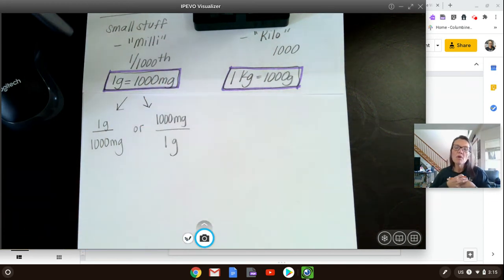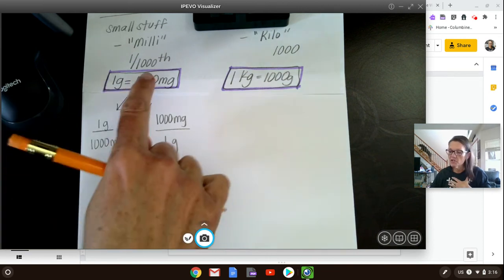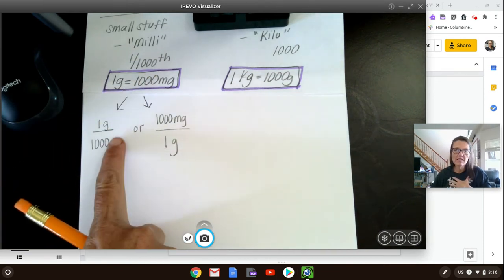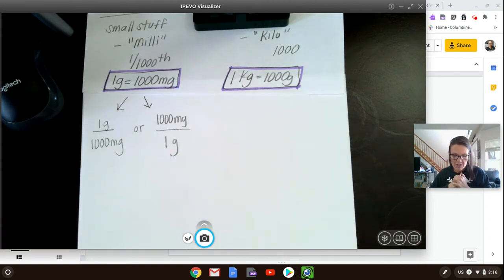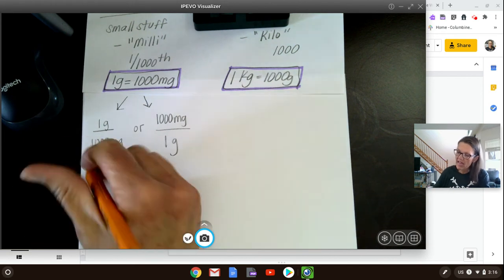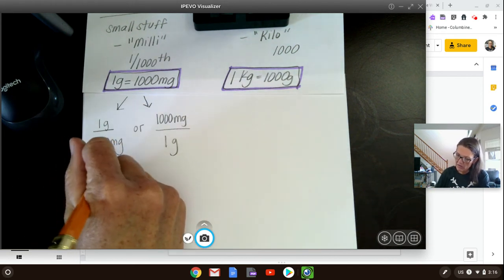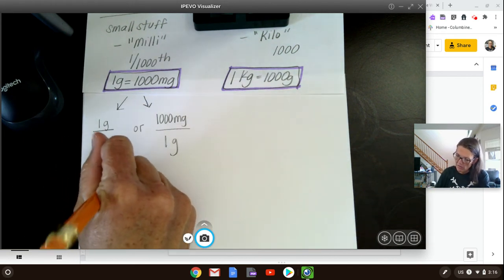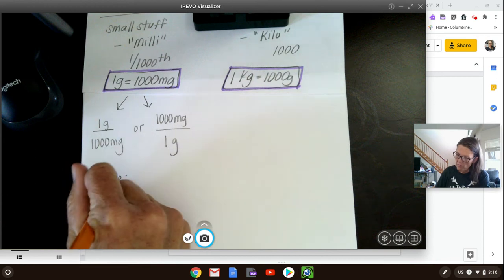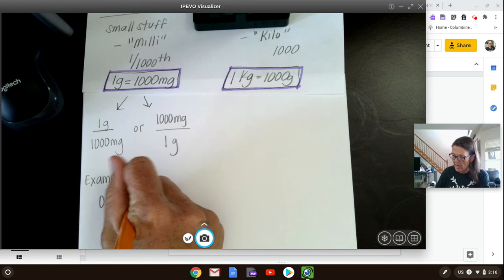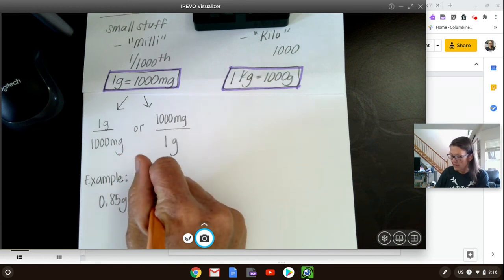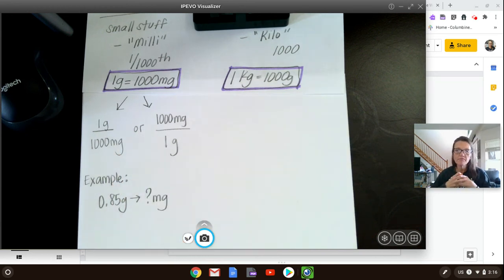And the reason it's important to understand that you can write a conversion fact as a fraction is because the fraction is how we're going to change from one unit to the next. And I'll show you what I mean, okay? So for example, let's say that I have 0.85 grams, and I want you to convert that to milligrams.